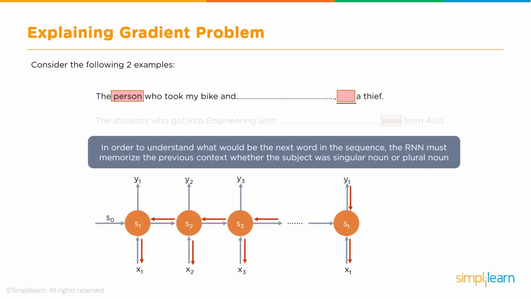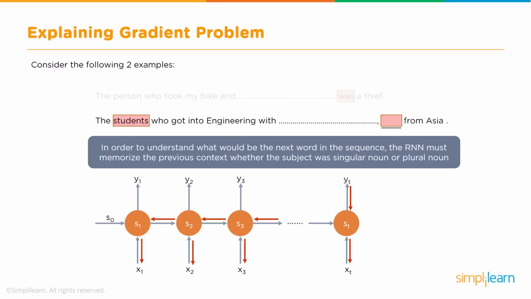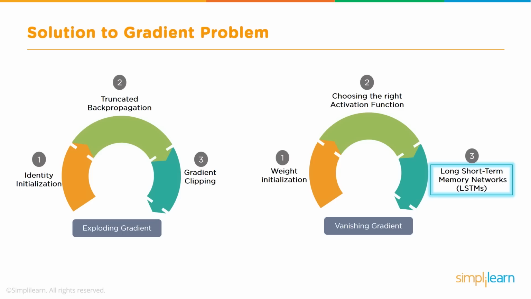In order to understand what would be the next word in the sequence, the RNN must memorize the previous context, whether the subject was singular noun or a plural noun. So was a thief is singular. The students who got into engineering, well, in order to understand what would be the next word in the sequence, the RNN must memorize the previous context, whether the subject was singular noun or a plural noun. And so you can see here the students who got into engineering with blank were from Asia. It might be sometimes difficult for the error to backpropagate to the beginning of the sequence to predict what should be the output.